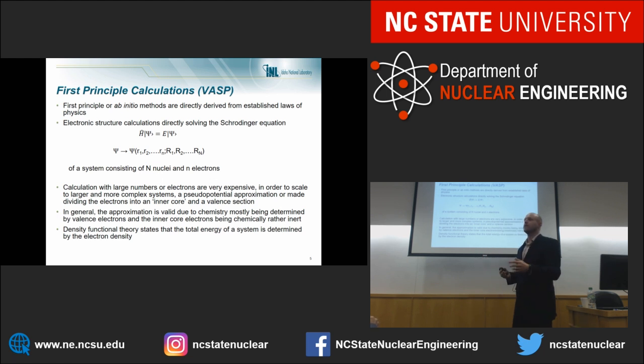So this is a fairly good approximation where you only have to look at a select number of electrons instead of looking at the entire scope of electrons. So this is in general valid. And then we apply one more approximation to the system, which is density functional theory, which states that the total energy of the system is determined by the density of electrons. So we're able to get a total energy from the density of electrons. This is also usually valid.